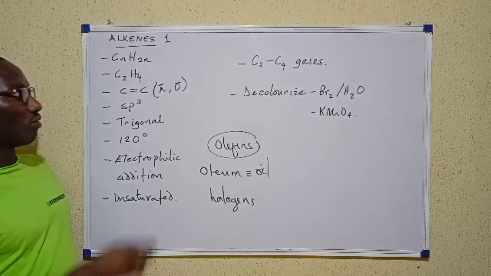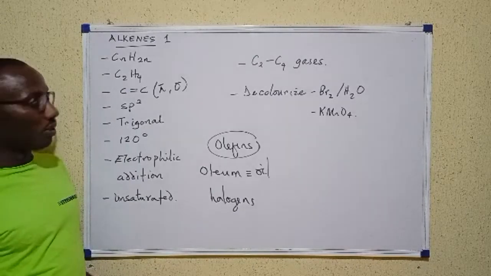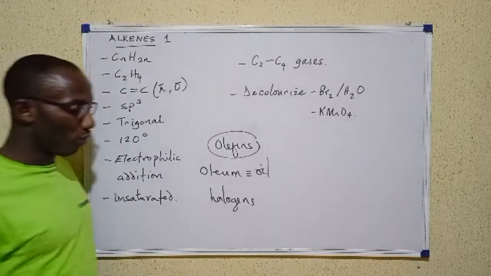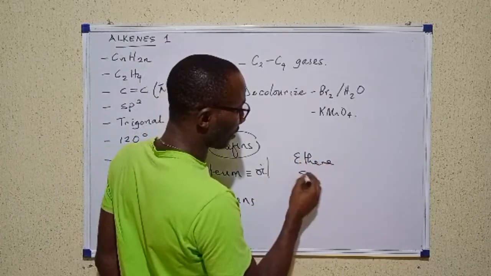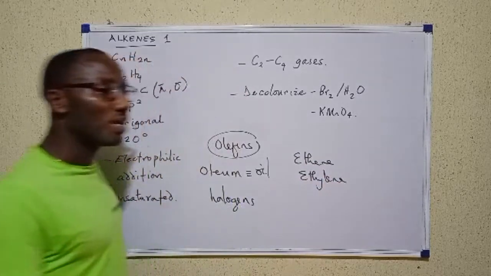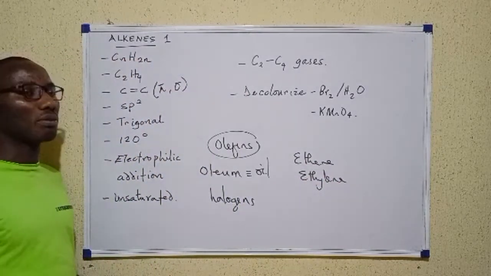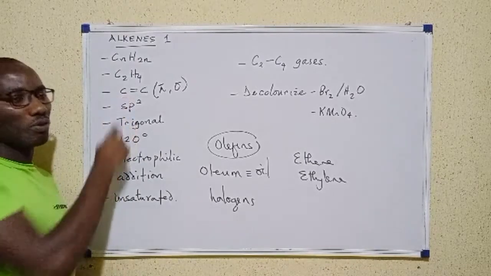Alkenes have the general formula CnH2n. The first alkene, the simplest of all of them, is C2H4, and its name is ethene. If you don't call it ethene, you call it ethylene. So ethylene or ethene is the simplest alkene. It has two carbons.